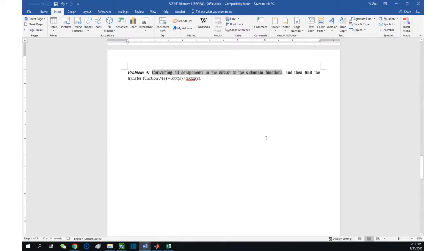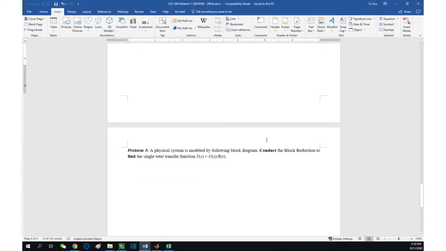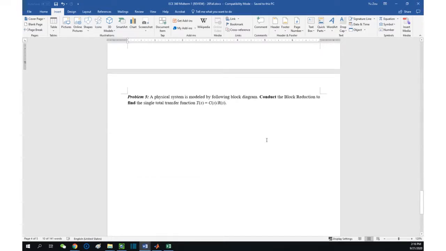This is problem 4. The last problem is the block diagram reduction. Block diagram reduction is once again just like the example we just did. It's just an even more complicated block diagram. You are trying to reduce it to one single block, the total transfer function result.